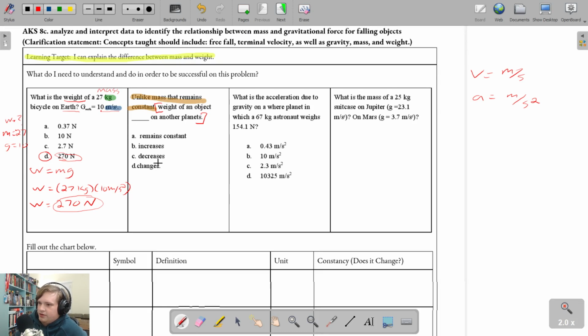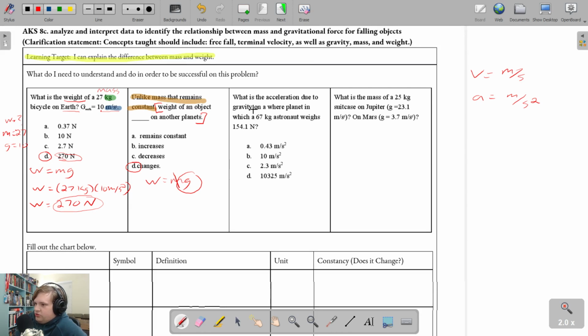Weight of an object blank on other planets. Okay, weight. Here we go. W equals mg. Weight deals with mass and with gravity. And it just says mass remains constant, so we don't want to look at the mass. We only want to look at gravity. So weight is going to do something based on the gravity. Well, on other planets, your gravity changes. So weight of an object blank on other planets. Well, it either goes up or goes down, depending on the gravity. So the answer is D. It changes. Okay? There we go.